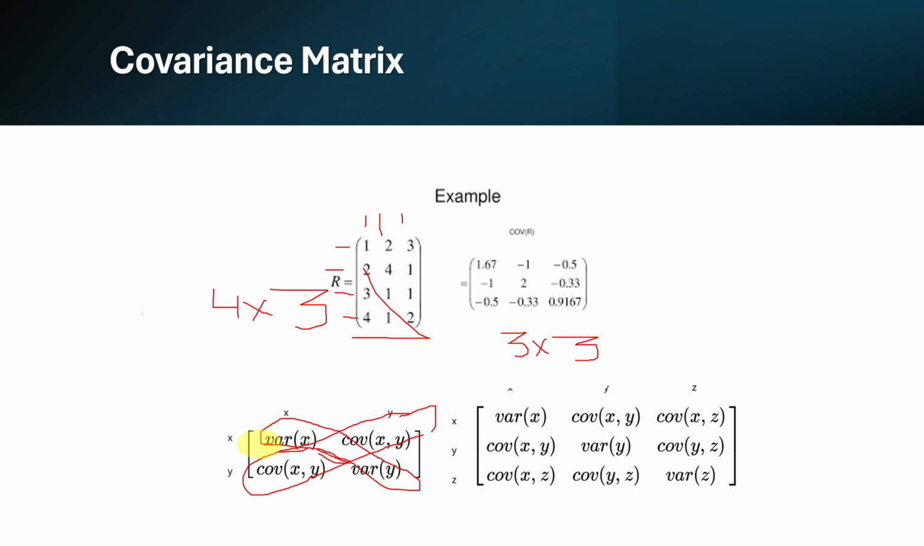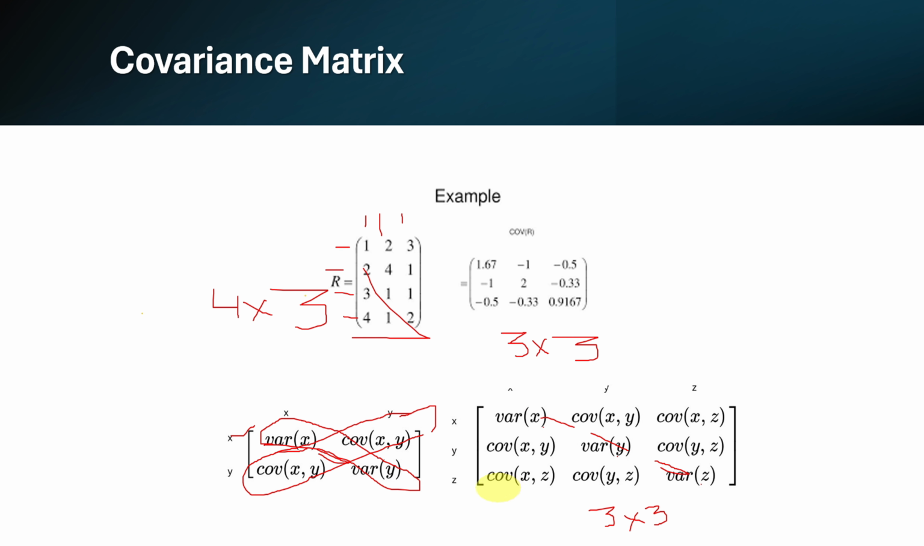The diagonal will always be x into x, so variance of x. Over here, you have variance of y, whereas when we talk about covariance, it is covariance of x and y. Now, if we see this in a 3 by 3 matrix, you have x, y, z. This is your diagonal: x into x, variance of x, y into y, variance of y, z into z, variance of z.